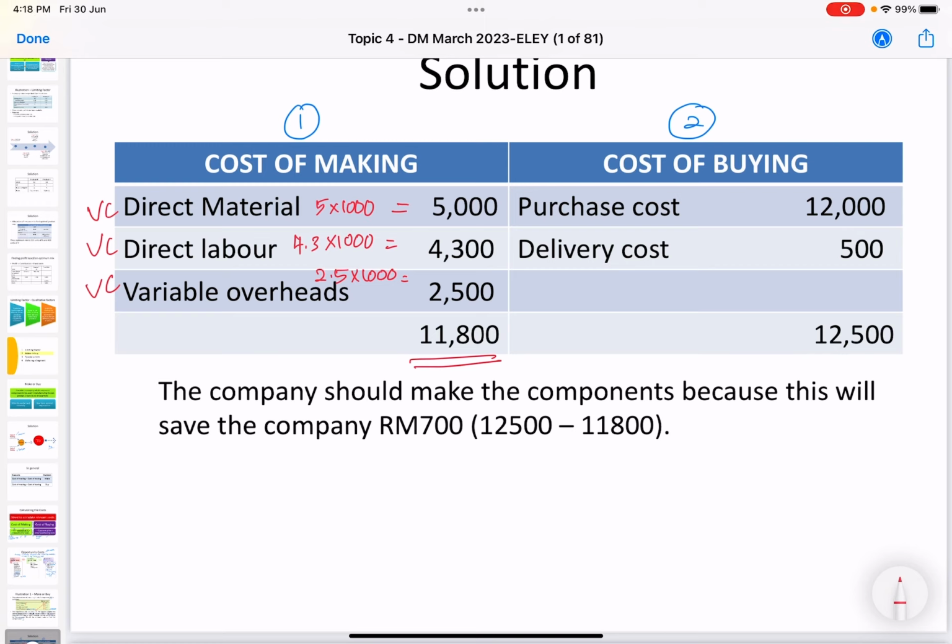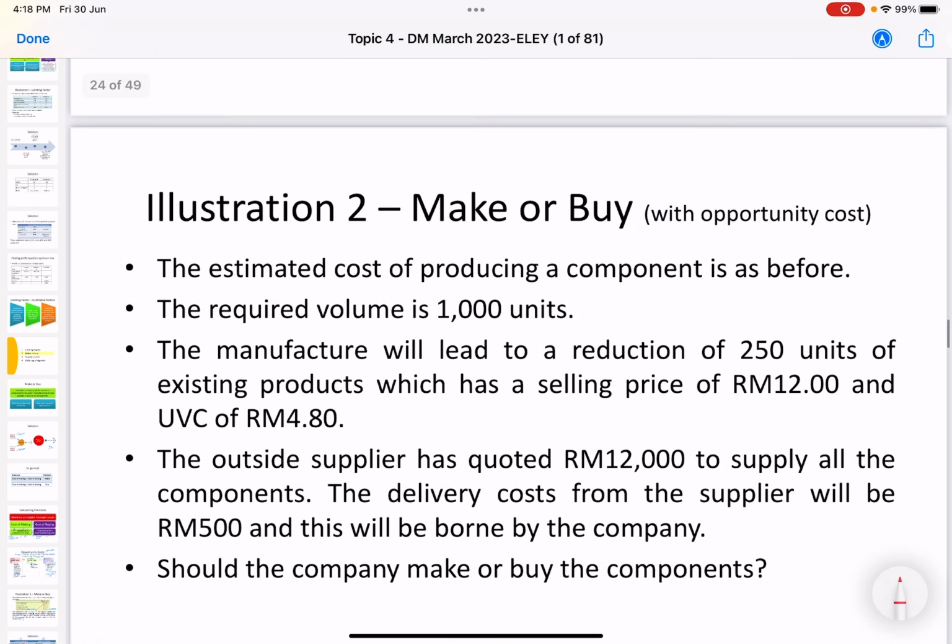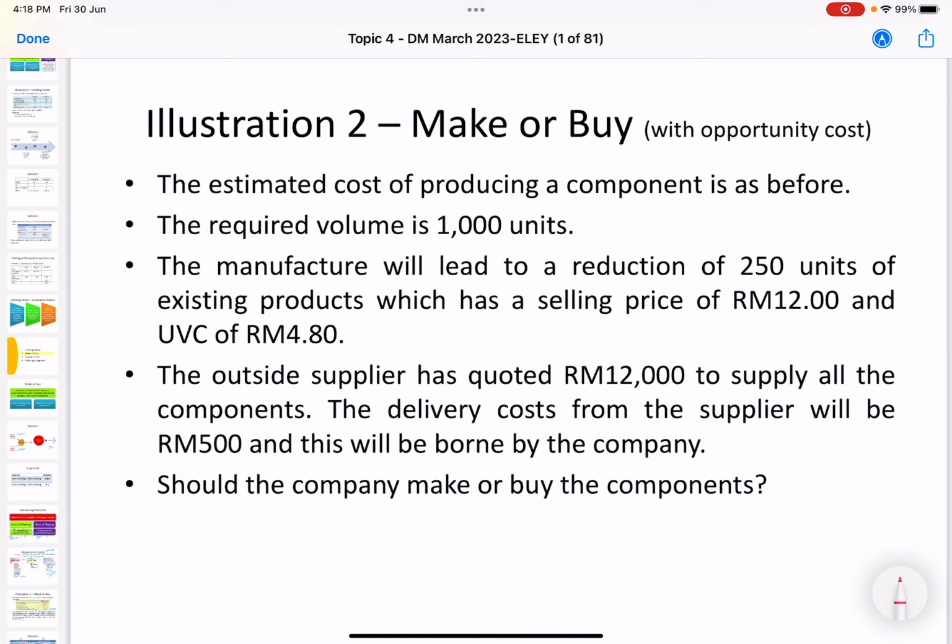And then we calculate the cost of purchase. The supplier quoted us 12,000, and then we have to add in the additional 500 delivery cost. So in total it is 12,500. It is clear from this calculation that the company should make the component because this will save the company 700. So it's very simple like that. That is the illustration without opportunity cost.